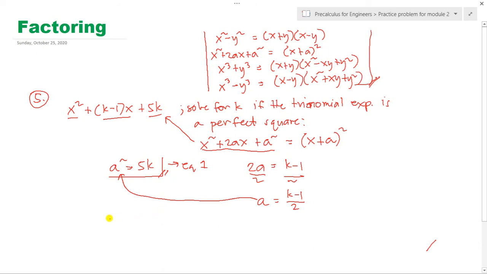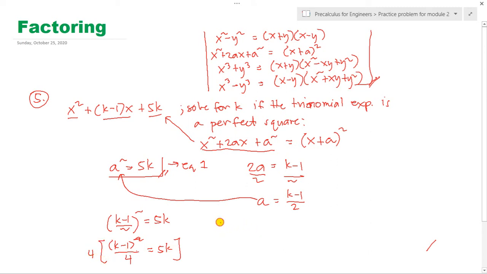So let's solve. You have now k minus 1 all over 2 squared is equal to 5k. Then distribute this exponent to the fraction. So we now have k minus 1 squared all over 2 squared, which is 4, is equal to 5k. Then multiply the entire equation by 4 to get rid of the fraction.